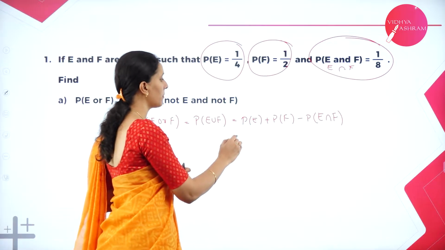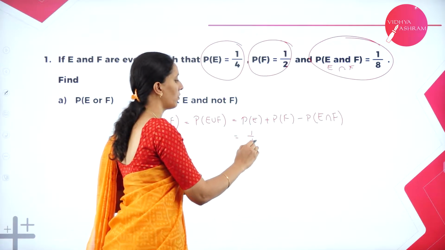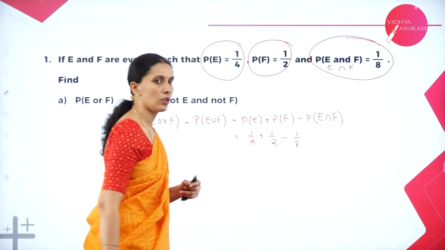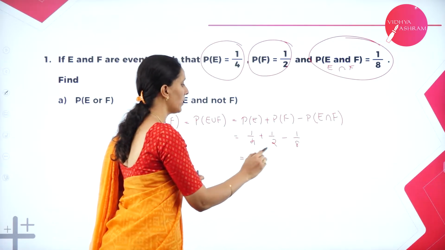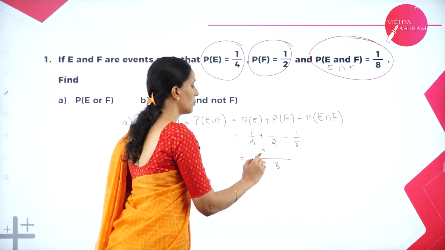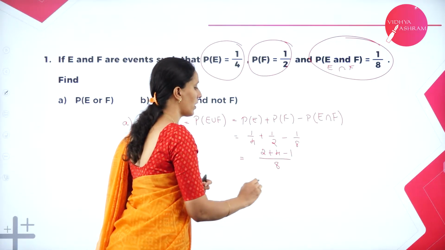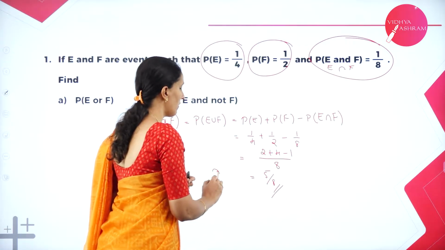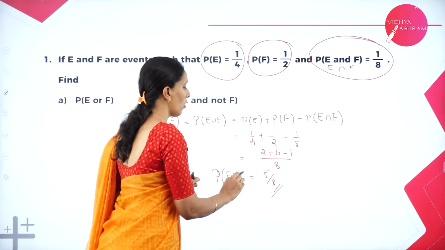Now, let us calculate P of E union F. It is 1 by 4 plus 1 by 2 minus 1 by 8. So, when you take the LCM, you will get it as 8, 2 plus 4 minus 1. The value will be equal to 5 divided by 8. So, this is the value of probability of E or F.